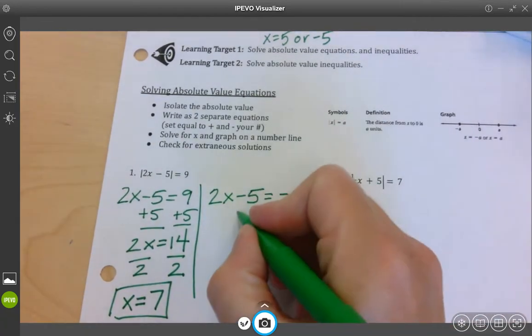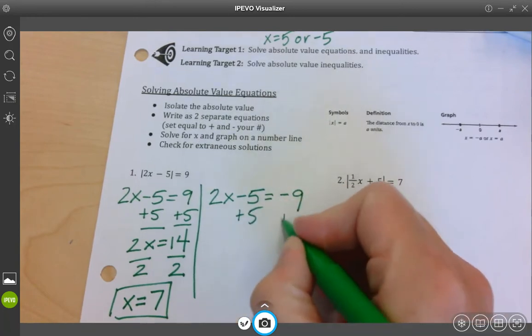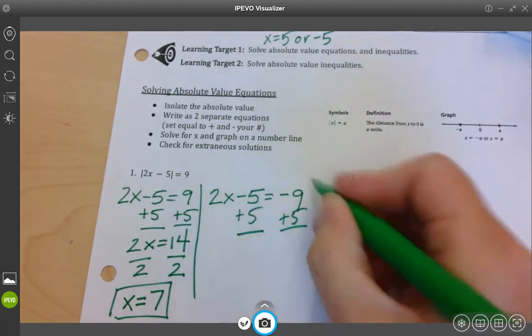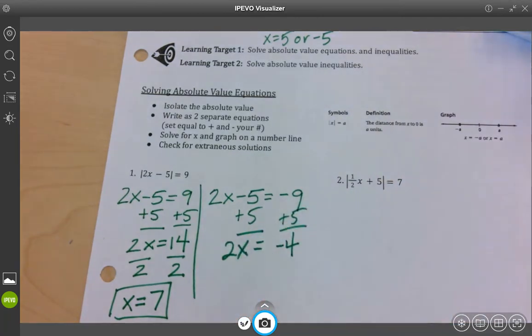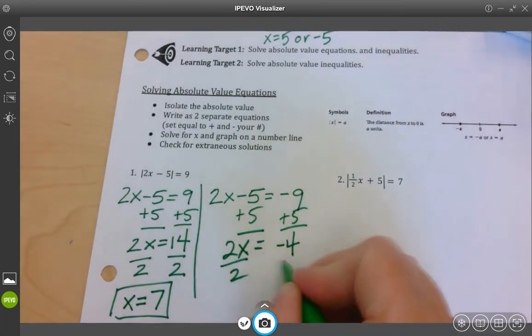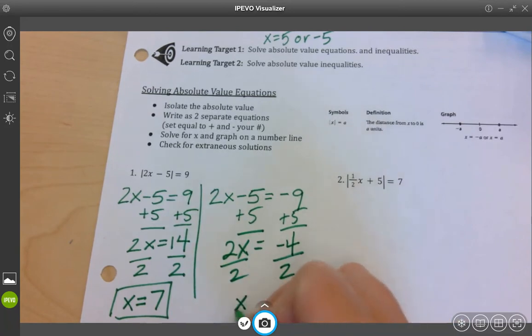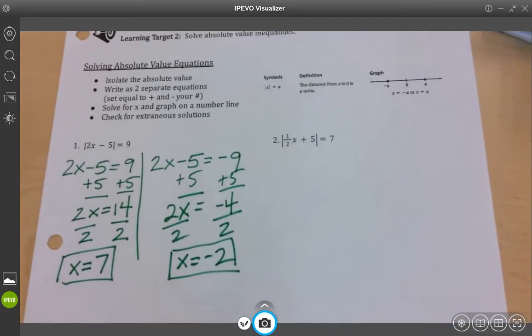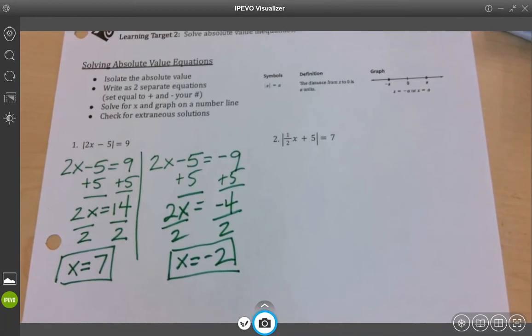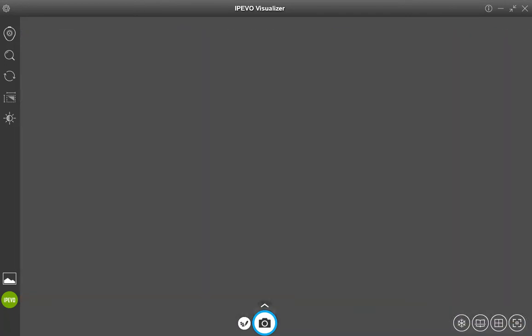Okay, so the same steps, just different answers. When I add 5, I get negative 4. And then when I divide by 2, I get negative 2. Now, it's early. It's very possible I can make mistakes with adding, subtracting, multiplying, dividing. So let me know if you catch a mistake, okay? So 2 answers. Now we can check them to make sure they're right, okay? Here's how we check for extraneous solutions.